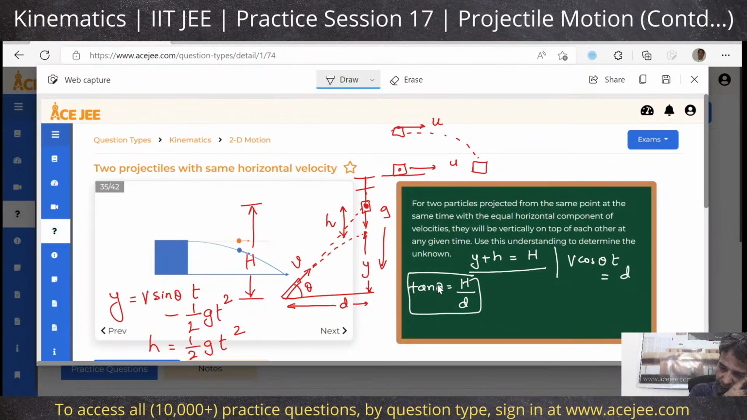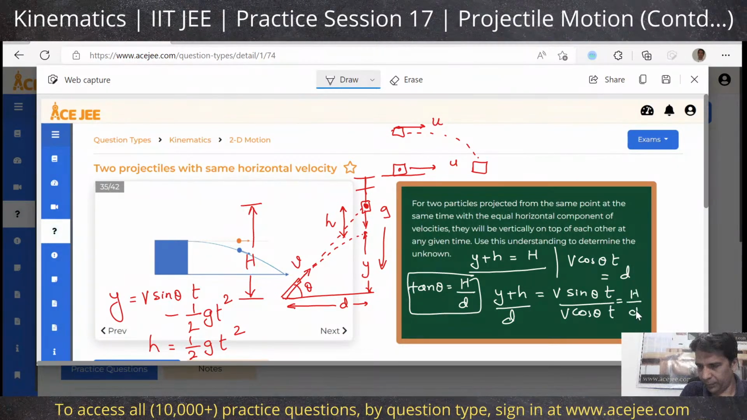So from here, can we prove that that's the scenario, beta? If I do y plus h from these two equations, it is simply v sine theta t. Right, beta? If I divide the two equations, I get tan theta. And tan theta is H by d, which means y plus h must be capital H.